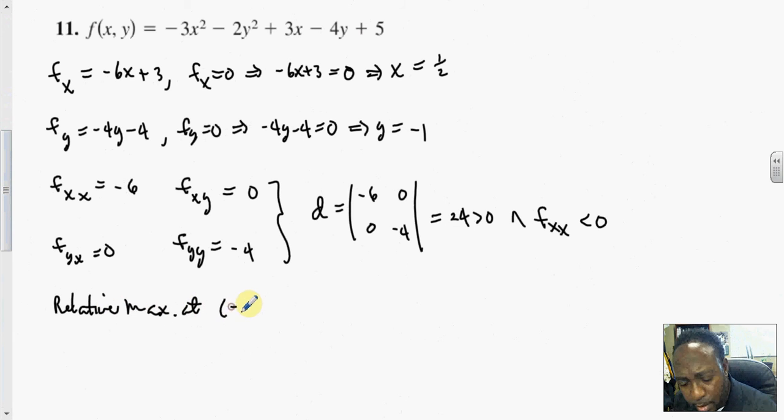At the point 1/2, negative 1, and work that one out as well. 31/4.